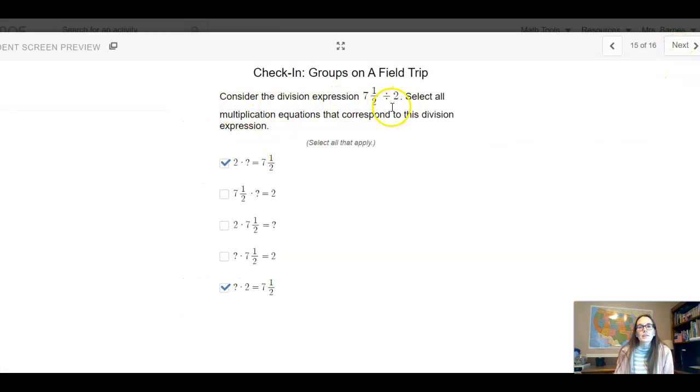Looking at this division expression, 7.5 divided by 2, the only multiplication equations that matched would be 2 times something is 7.5, or we could use our commutative property, something times 2 is 7.5. None of these other multiplications would be in that same fact family. And that was the end of the lesson on meanings of division.